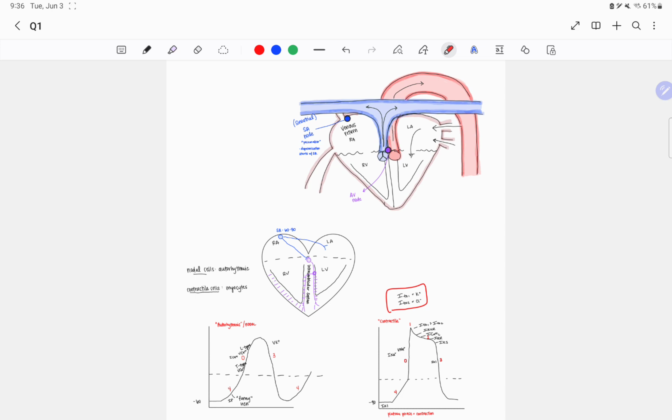Then we're going to move on to talking about the cardiac cycle. I'm sorry, I lost my place there. But yeah, so there's a lot to discuss. I'm going to try to get us through it as quickly as possible.